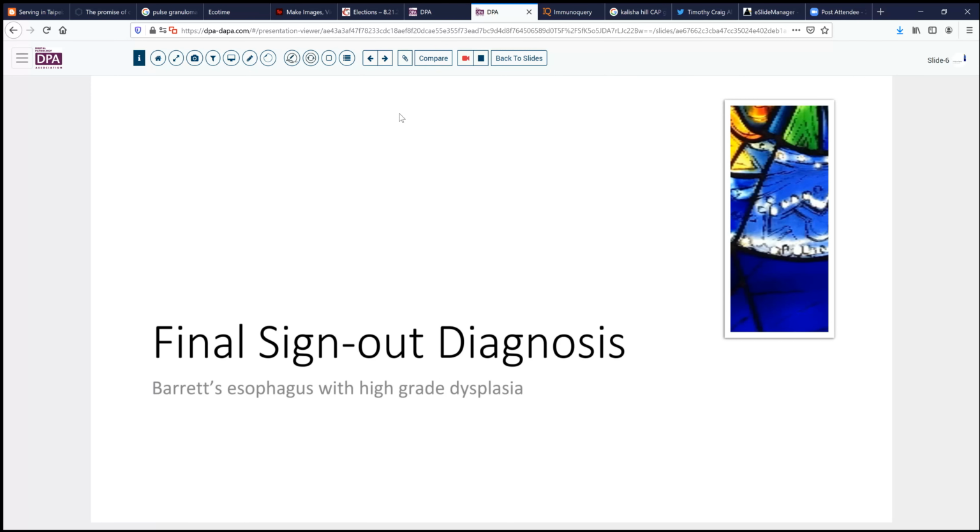So thank you for joining me on this case today. Our final sign out is Barrett's esophagus with high-grade dysplasia. We did not see invasive carcinoma in that first endoscopic mucosal resection. Our margin was focally involved by high-grade dysplasia and would therefore mandate further follow-up and potential excision at an earlier date.